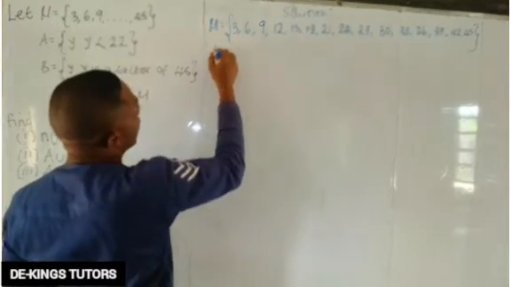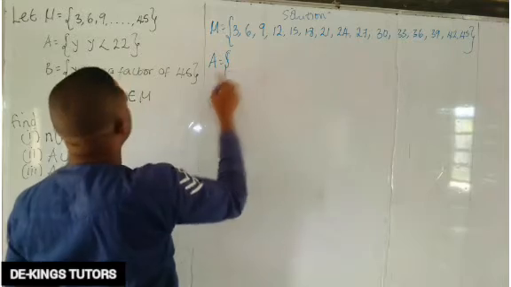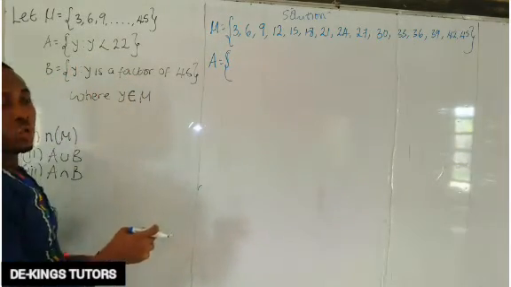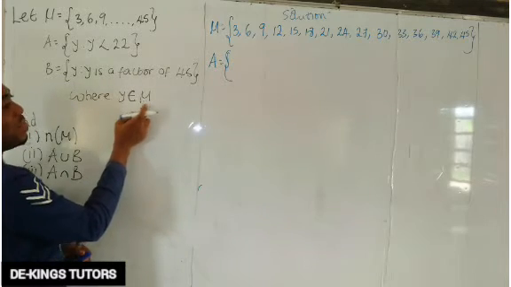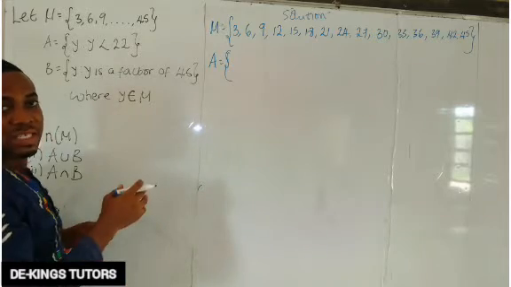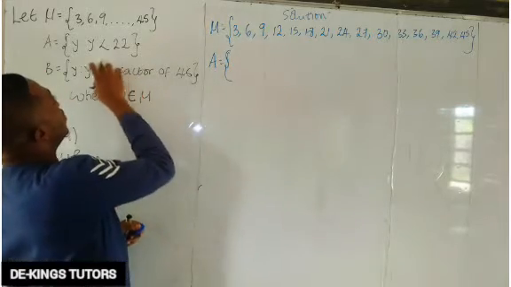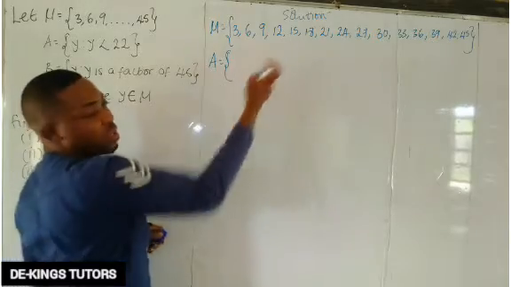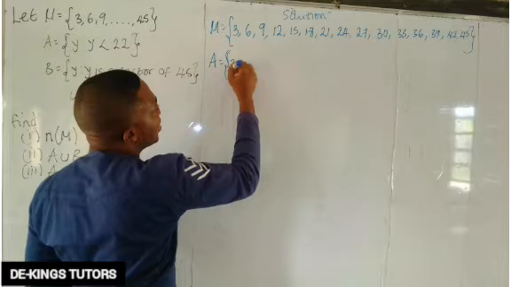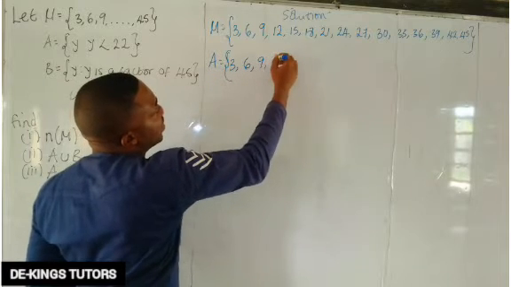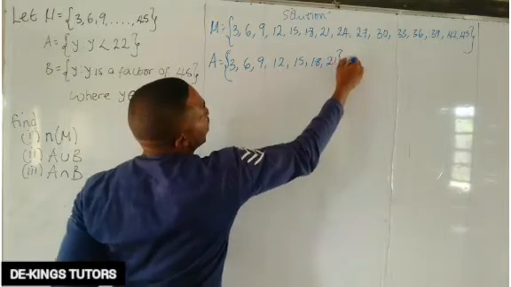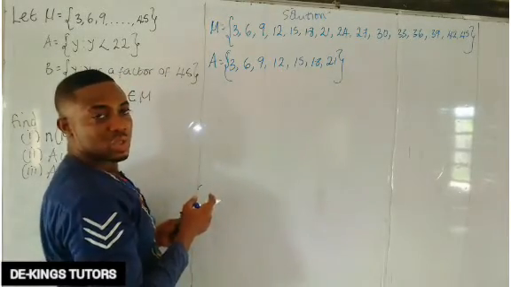The next one is set A. Let's complete set A. It says set A is y such that y is less than 22. Remember, they said y is an element of the universal set, meaning y is a subset of the universal set. So y less than 22 will come from the universal set. The values less than 22 are 3, 6, 9, 12, 15, 18, and 21.